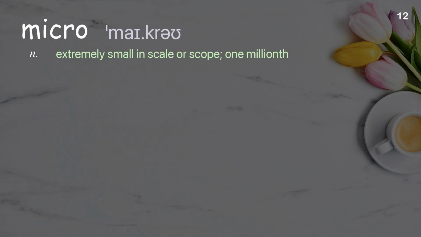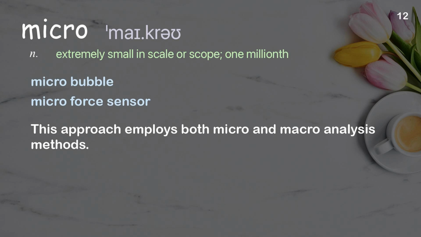Micro. Extremely small in scale or scope, 1/1,000,000th. Examples: Micro bubble. Micro force sensor. This approach employs both micro and macro analysis methods.